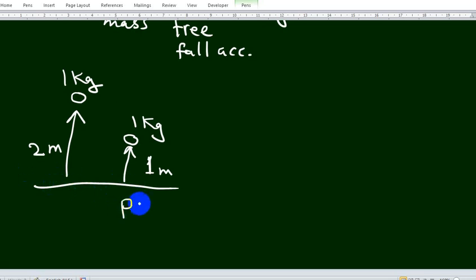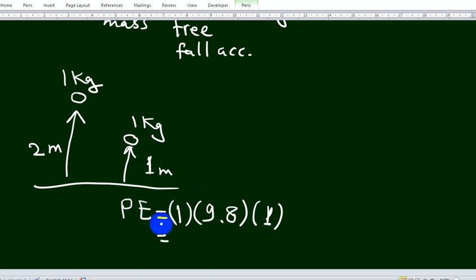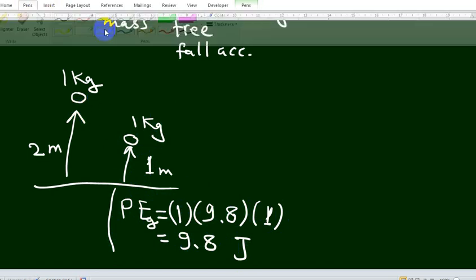So here potential energy equals m, 1 kilogram, g equals 9.8, and h equals 1 meter. So in this case, the gravitational potential energy equals 9.8. What's the measuring unit of potential energy? Any form of energy, joule. So this is the potential energy of the first object. What about the potential energy of the second object?